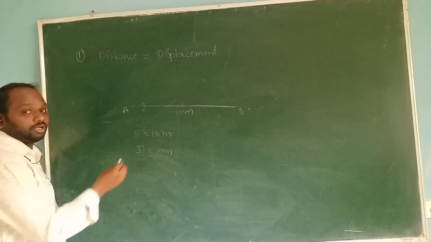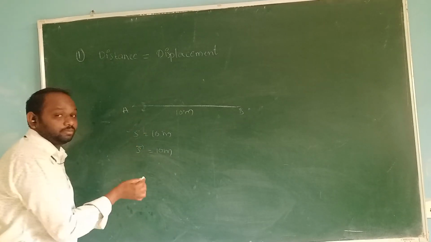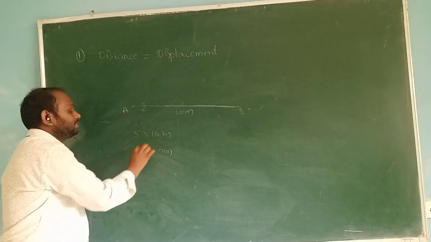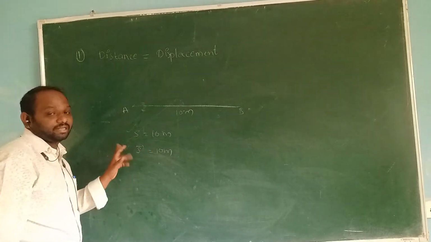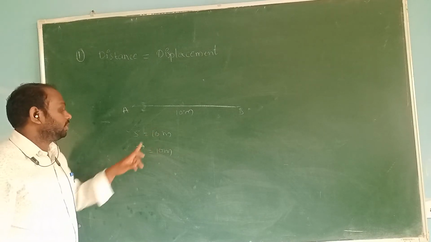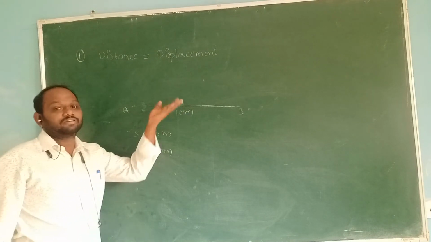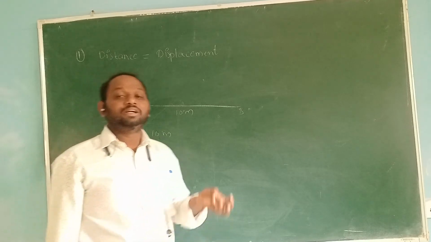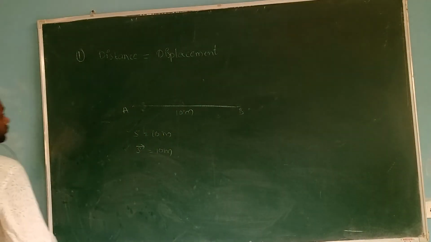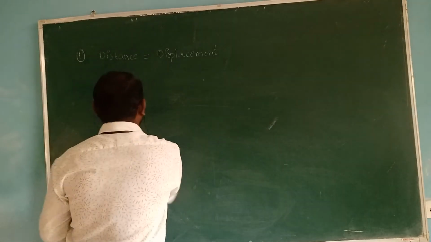So don't get confused. I will write displacement as S bar. S is the scalar quantity, that's why I write a single S, and S bar means the vector quantity, which I represent with a bar above. Distance is 10 meters and displacement is also 10 meters, because when a body is moving in a straight line, distance is equal to displacement. That is the first point.